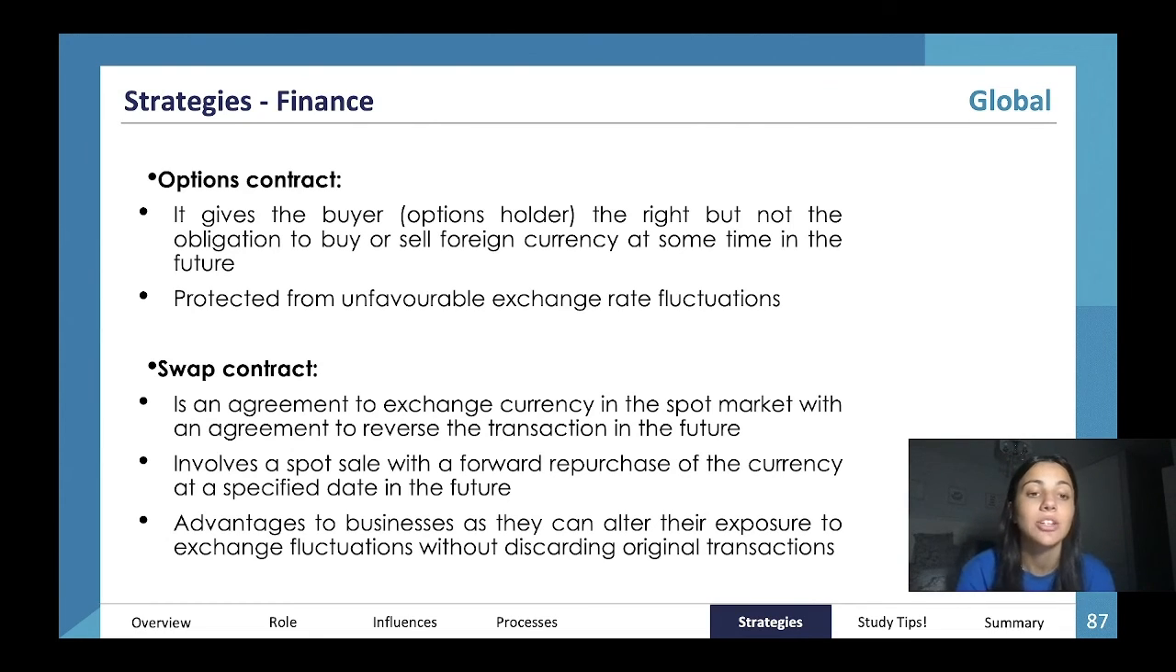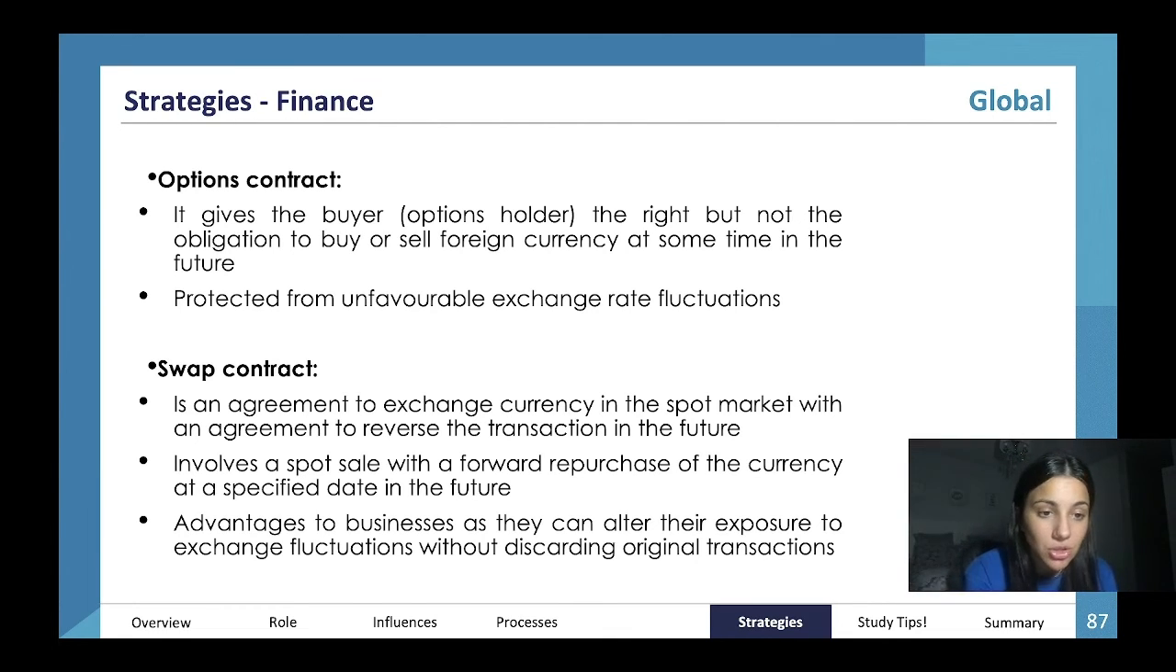There's the options contract, which gives the buyer, who's the option holder, the right but not the obligation to buy or sell foreign currency at some time in the future, and it's protected from unfavorable exchange rate fluctuations because they've got that right, but it's still like an option. It's not actually an obligation to buy it.